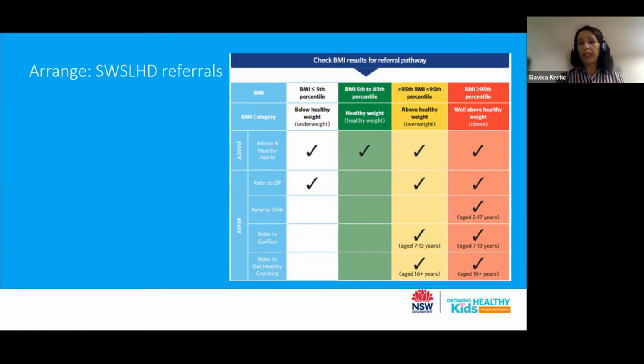Someone in a healthy weight probably just needs a reminder that the child is growing healthy. And again, going through the 8 healthy habits is a good thing, because just because a child is in a healthy weight does not necessarily mean they're following a healthy lifestyle. And then someone who is above a healthy weight, our options will be Go for Fun and also referral to Get Healthy. I'll go through them in a minute. And then anyone who sits in that red zone will also be a candidate for either Go for Fun, Get Healthy, or the Growing Healthy Kids service as well. So I'll go through them.